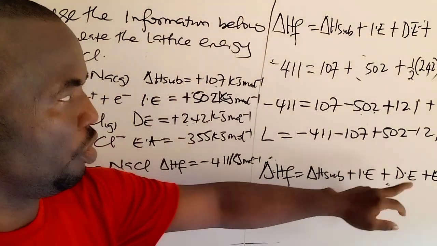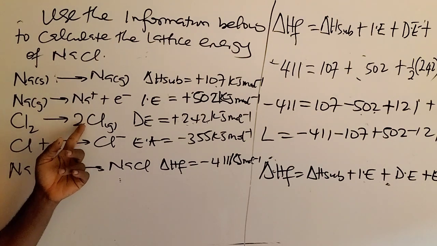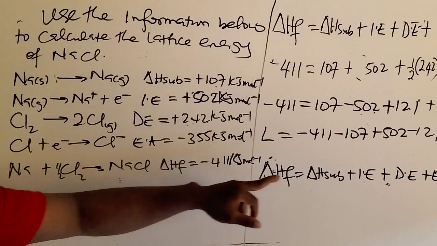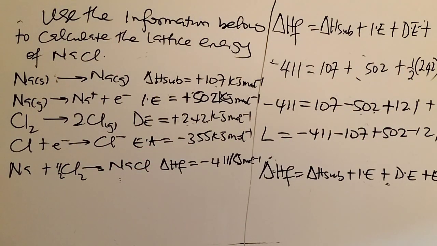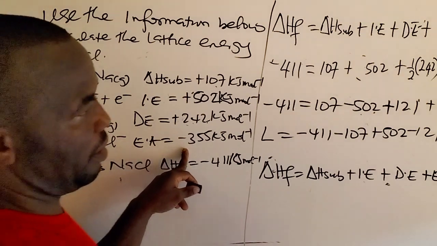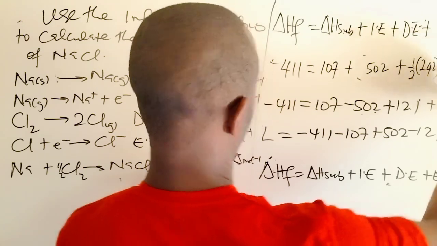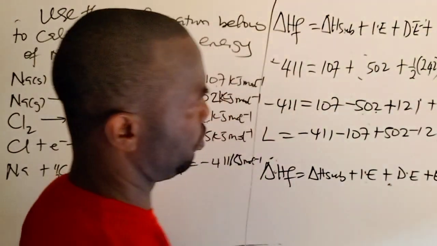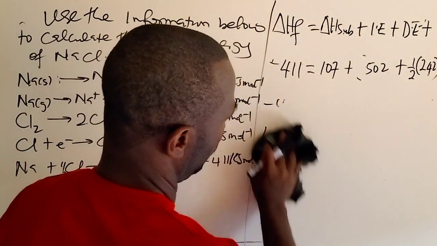Then dissociation energy will be multiplied by half because of what I explained before. We should have only 1 mole produced here, or 1 atom. So since it's 2 atoms, divide this by 2 to get that of 1 atom. Then electron affinity is there, it should be added. So that should be minus 355. Electron affinity, then plus L. Then good. So having done that, let's correct the error. Plus L. Then we now move and solve.